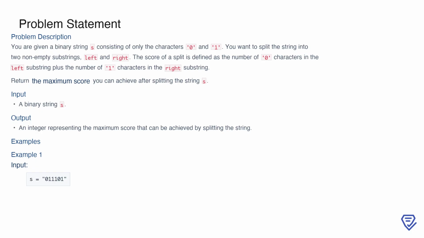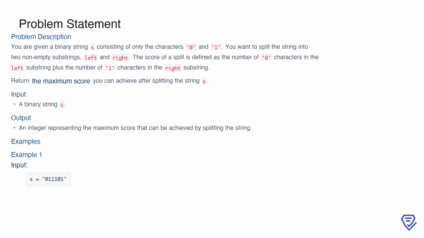Now, the score of a split is calculated as the number of 0 characters present in the left substring, added to the number of 1 characters found in the right substring. The challenge is to determine what is the maximum score we can achieve by splitting the string in all possible ways. For input, we are given a binary string s, and the output will be an integer representing this maximum score.